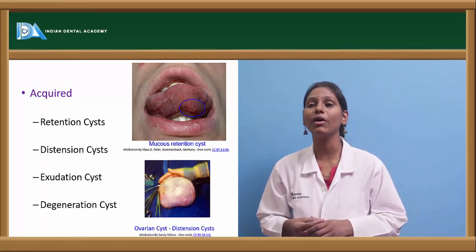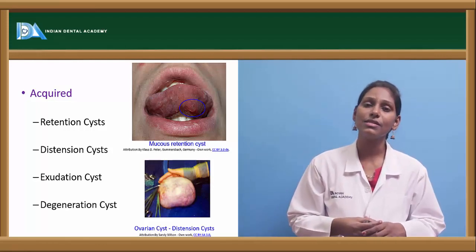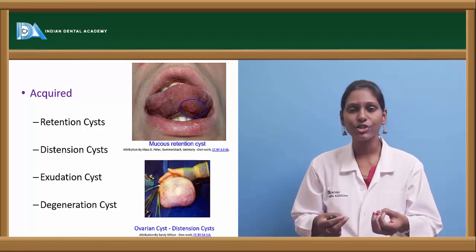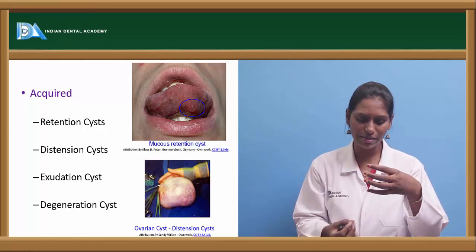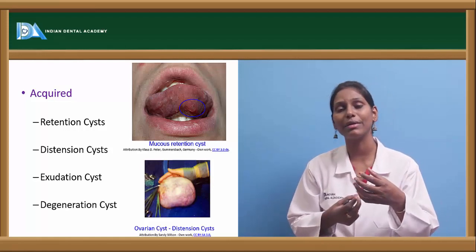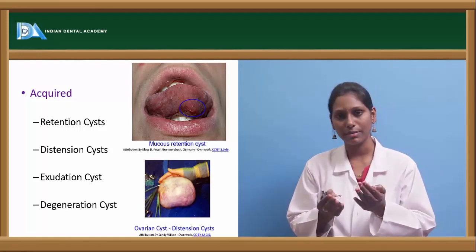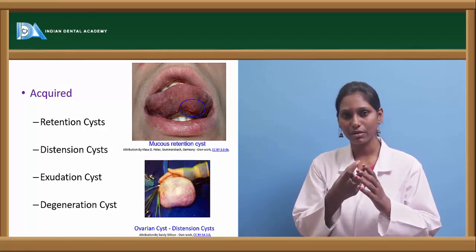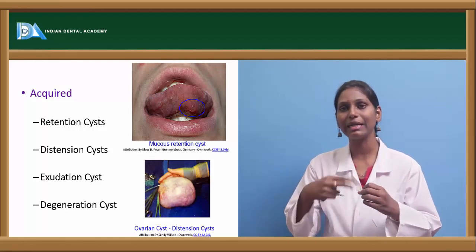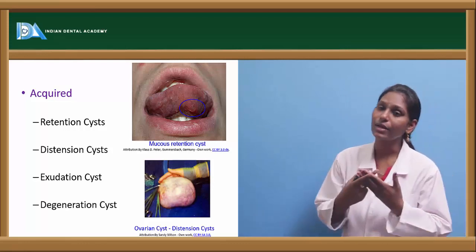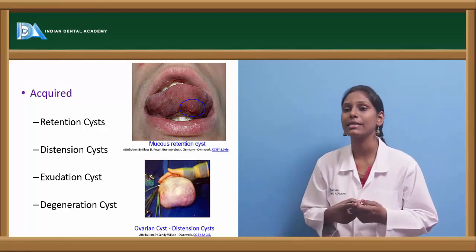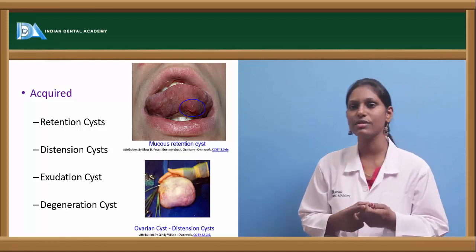And when we are talking about distension cyst, it is nothing but distension of the normal acinar material. Because of this distension of normal acinar material, these cells just get distended and they later form into a cyst-like condition. Examples are thyroid cyst and ovarian cyst, which are nothing but examples of a distension cyst.